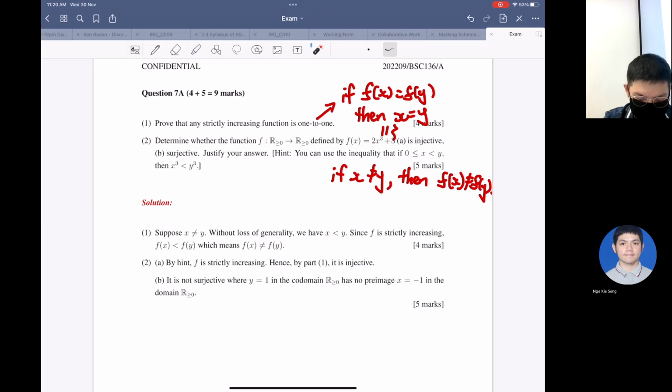Part 2: show that this function is injective. My hint is to ask you to show this is increasing first, and then by part 1 it is one-to-one.